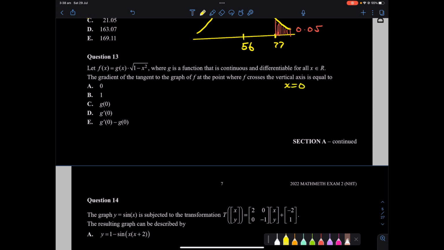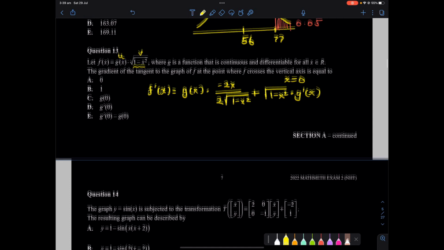So to find the gradient of that tangent, let's find f dash of x. So f dash of x is equal to, this is u and this is v, so we're going to use the product rule. So it'll be g of x multiplied by the derivative of this, which is negative 2x over 2, 1 minus x squared, plus 1 minus x squared multiplied by g dash of x, because we don't know what that is.